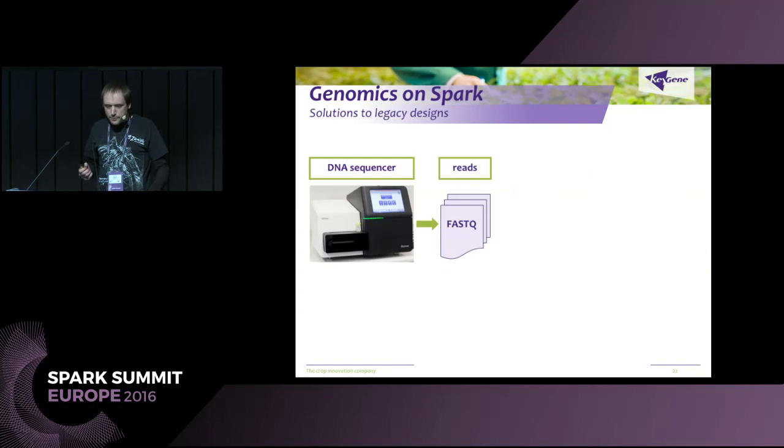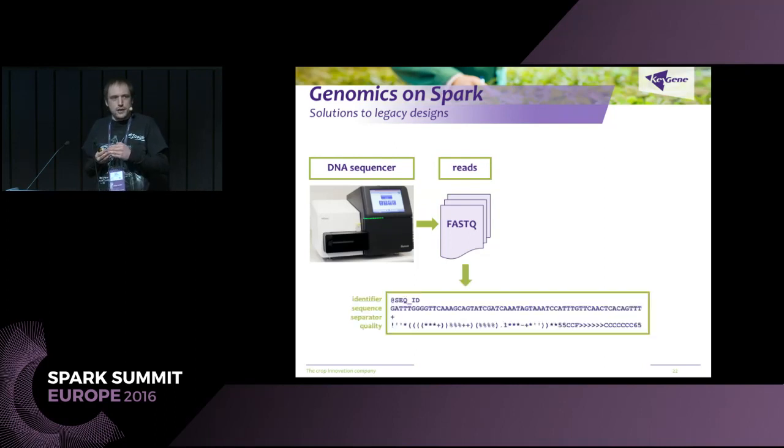Some of the problems that we run into, for example: our DNA sequencer gives a whole bunch of files, and these files are structured in a way that you don't get one record per line, but you have multiple lines per record. So we figured out we have to extend the default input reader from Spark and make it so that you can read multiple lines and get your records.